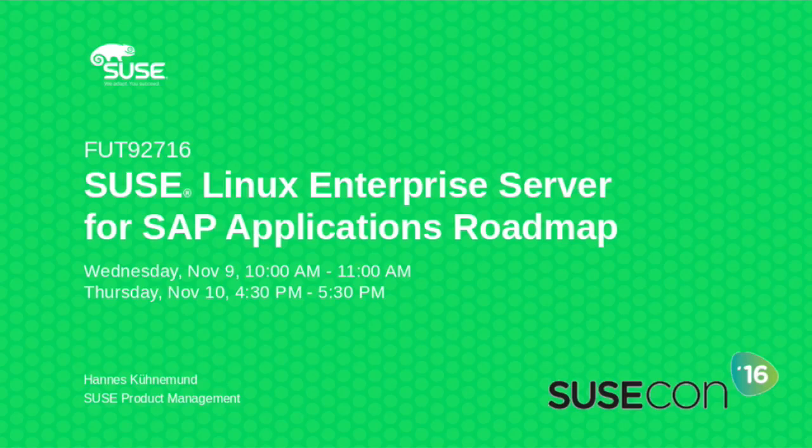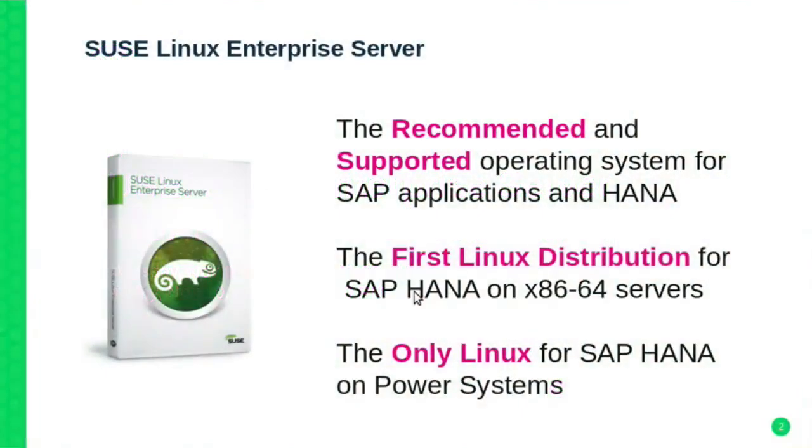So 3 marketing slides on the product, please excuse that. So we have SUSE Linux Enterprise Server. That's an operating system. It's the preferred choice for SAP HANA, and 95% of the customers use either SLES or SLES for SAP Applications to let HANA run on. It has been the first Linux distribution to be supported for SAP HANA on x86-64 servers, and currently the only Linux for SAP HANA on IBM Power systems.